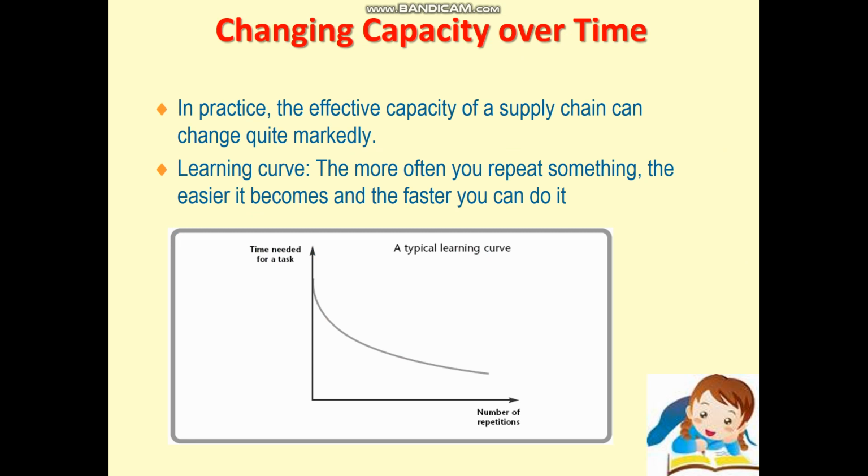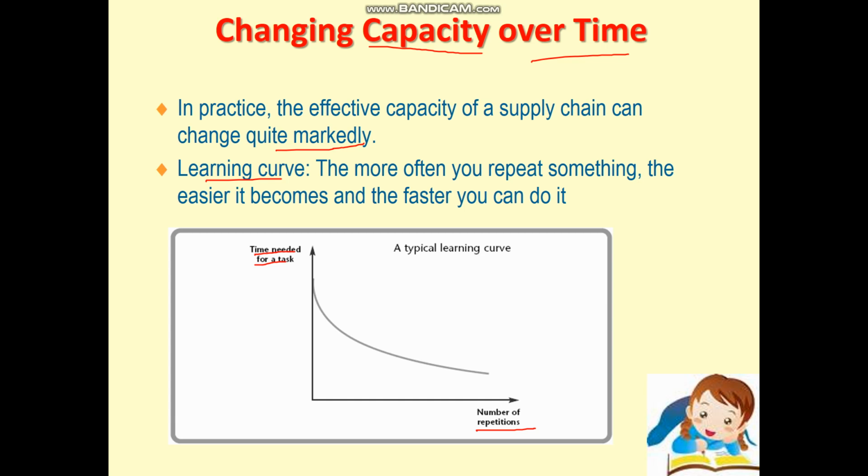And in practice, the effective capacity of a supply chain can change quite markedly. So basically, the capacity will change over time. An example of this is the learning curve. The more often you repeat something, the easier it becomes and the faster you can do it. So here you can see the learning curve. The more you repeat it, the time you need for that task will decrease.